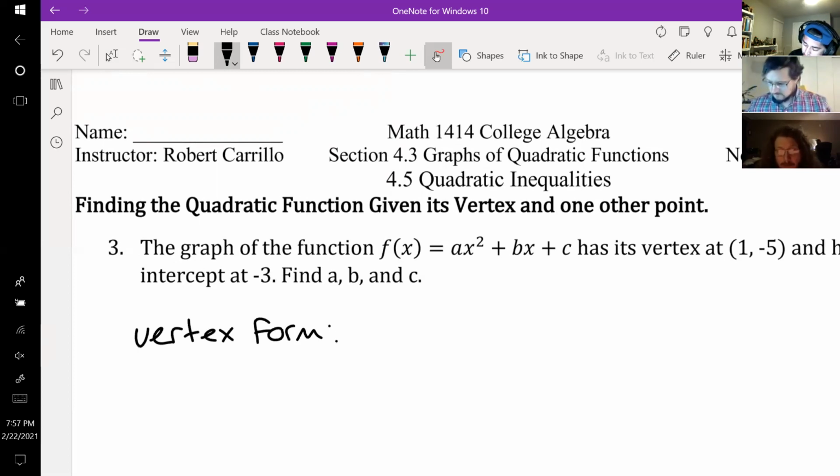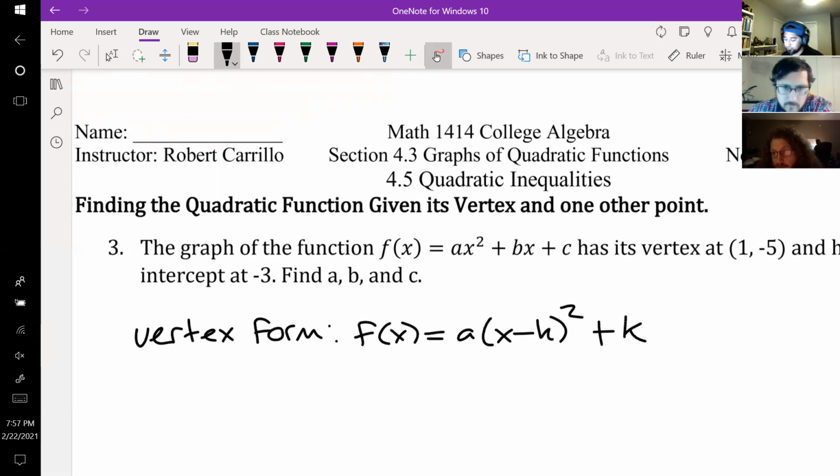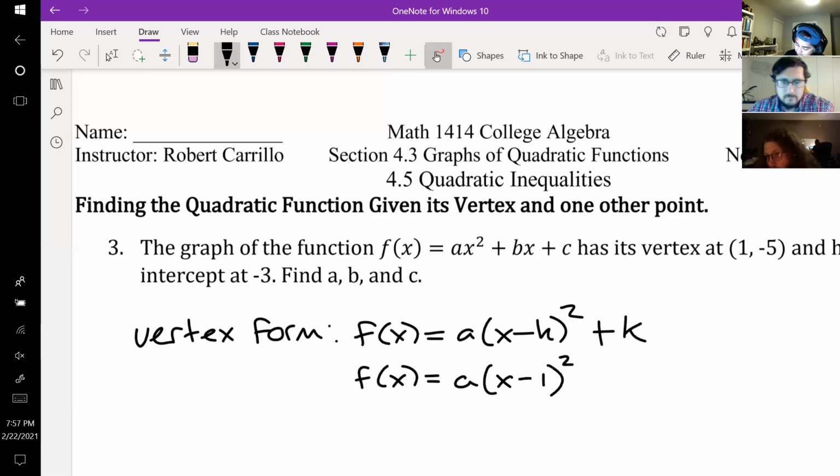And from your first page, remember that vertex form is a times x minus h squared plus k. Which means if they're giving us a vertex at 1, negative 5, what can I plug in for h? 1. And what can I plug in for k? Negative 5. There you go.